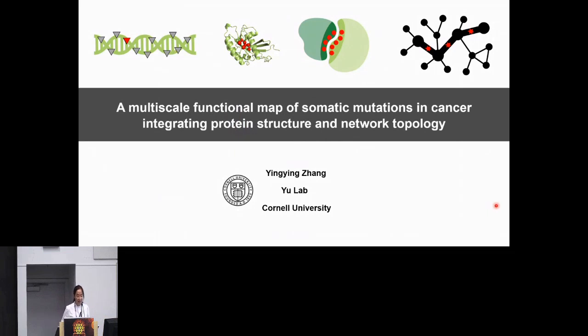Okay. Hello, everyone. I'm Yingying Zhang. I recently completed my PhD at Dr. Haiwan Yu's lab at Cornell University. And today I'm going to introduce our work focusing on deciphering the functional effects of somatic mutations in cancer by integrating the distinct perspectives provided by 3D protein structure and the topology of protein-protein interaction network.